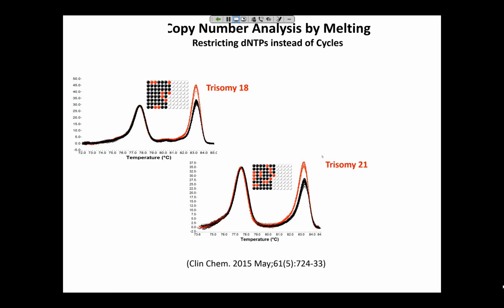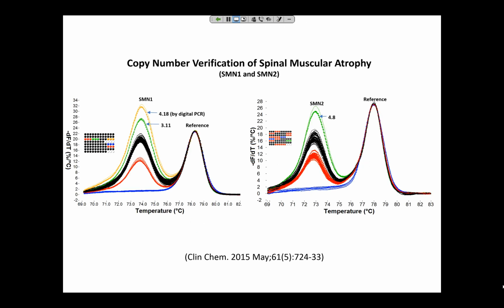Here's another example, for spinal muscular atrophy. Melting is probably the easiest and best technique to look at this particular disorder. It's due to different copy number changes in two genes, SMN1 and SMN2, shown on the left and the right. The reference gene in this case is over on the right-hand side of both SMN1 and SMN2. The blue in each example is basically 0 copies of the particular gene, red is 1 copy, black is 2 copies, and further up, verified by digital PCR, are higher numbers of copies for these two genes important in spinal muscular atrophy.